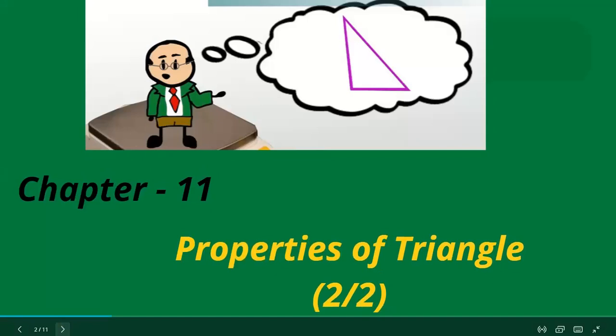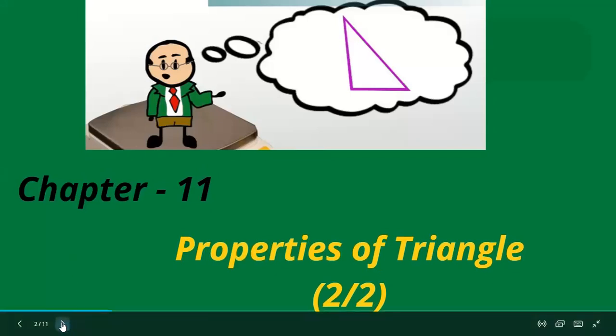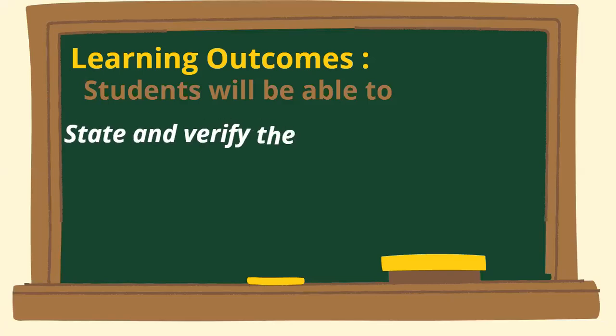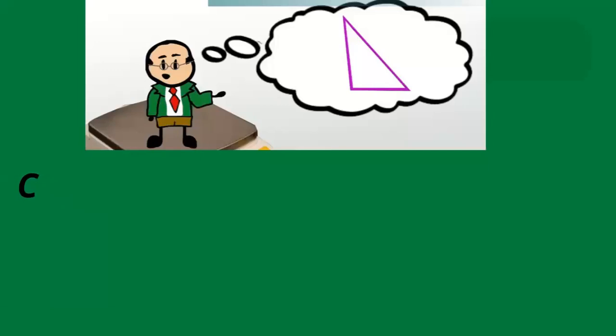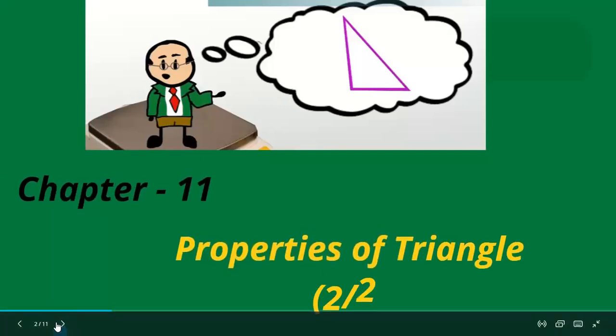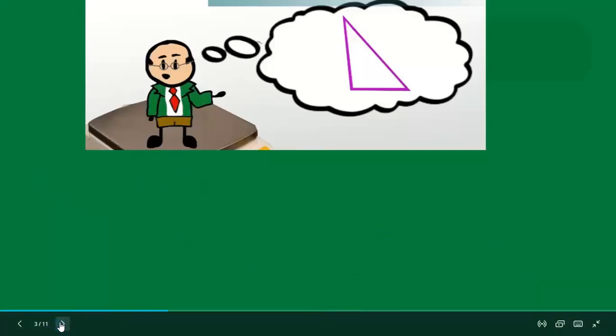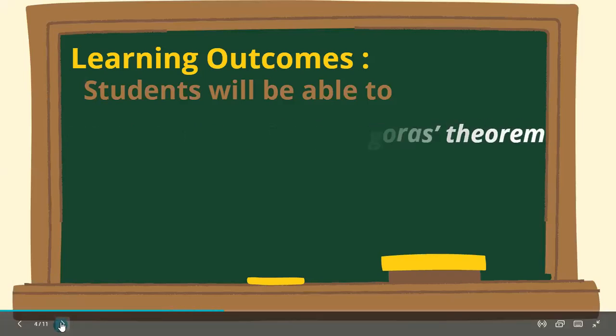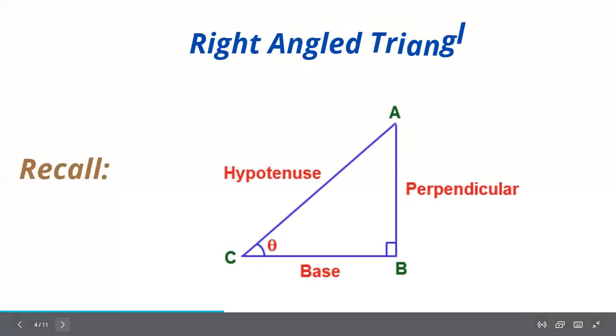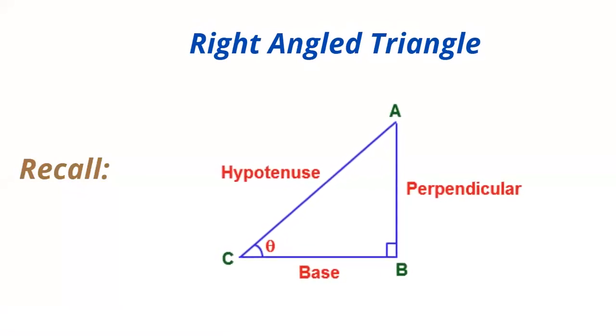So chapter 11, properties of triangles. At the end of this session, you will be able to know, state and verify the Pythagoras theorem. Pythagoras is a mathematician who derived a theorem based on the right angle triangle. So what is it? Before that, we will recall what a right angled triangle is.